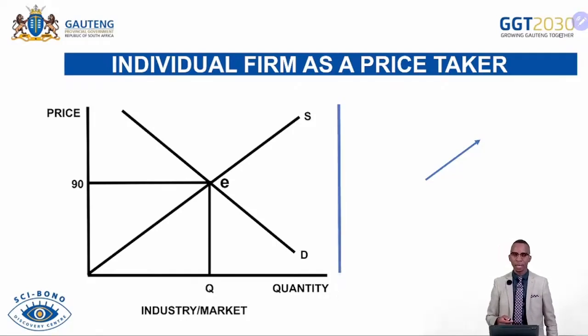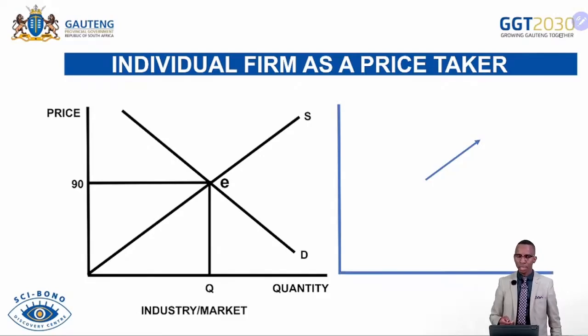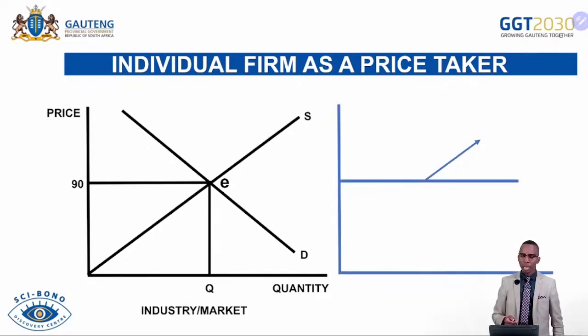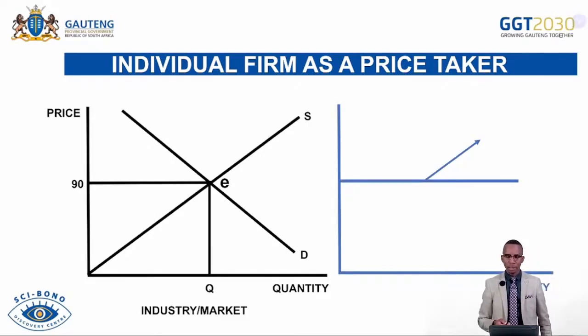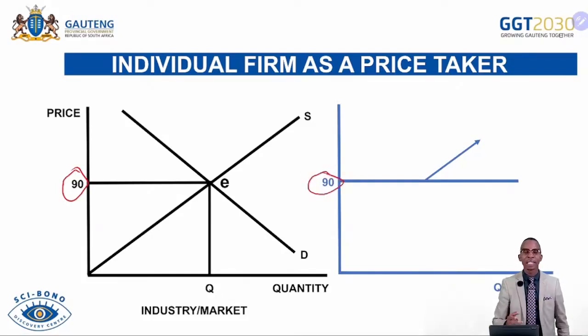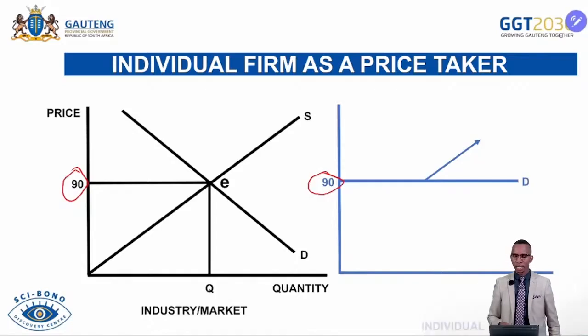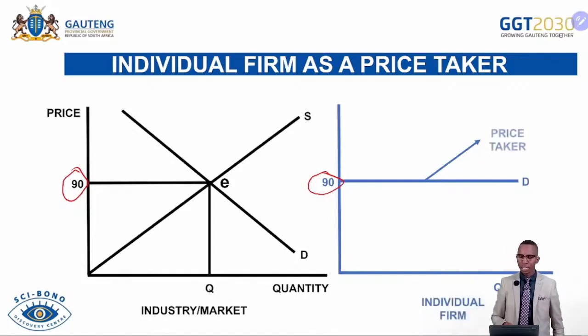Then that vertical line indicates what we call the individual firm, and the horizontal line is our demand curve. The quantity, our price is 90 rand. So you can see the firm has taken the price. The market determined the price at 90 rand through market forces, and then the firm has just taken the 90 rand as the price. Hence, we say the firm is the price taker. That is the demand curve. This is known as the individual firm.